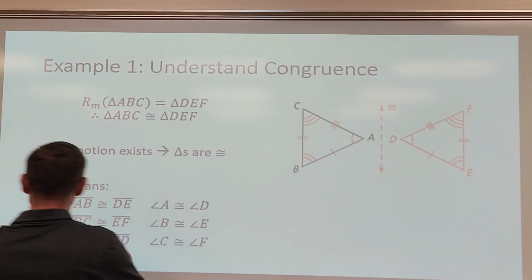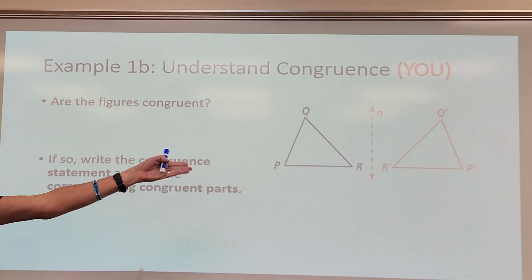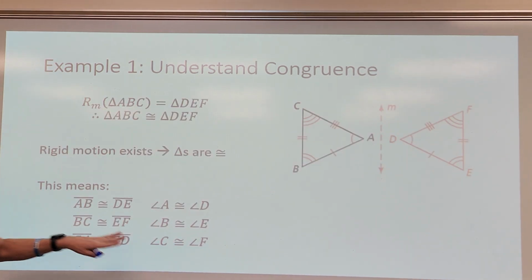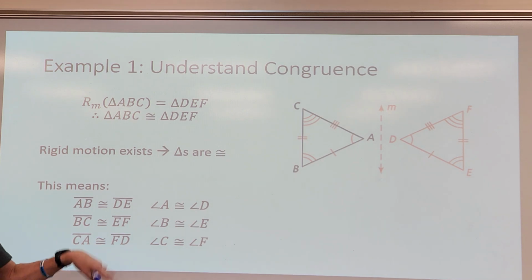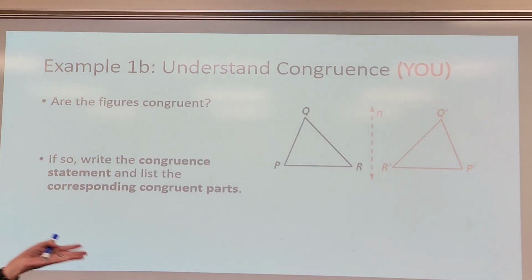This piece right here is your congruence statement, but I want you to write that, if these are congruent, for example 1b. And also list the corresponding congruent parts. We did that over here. We listed all three pairs of sides, all three pairs of corresponding congruent angles. Can you do that with example 1b?